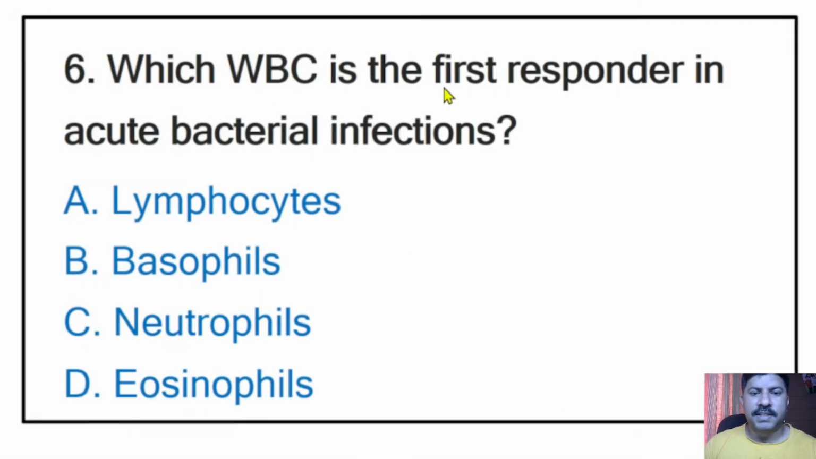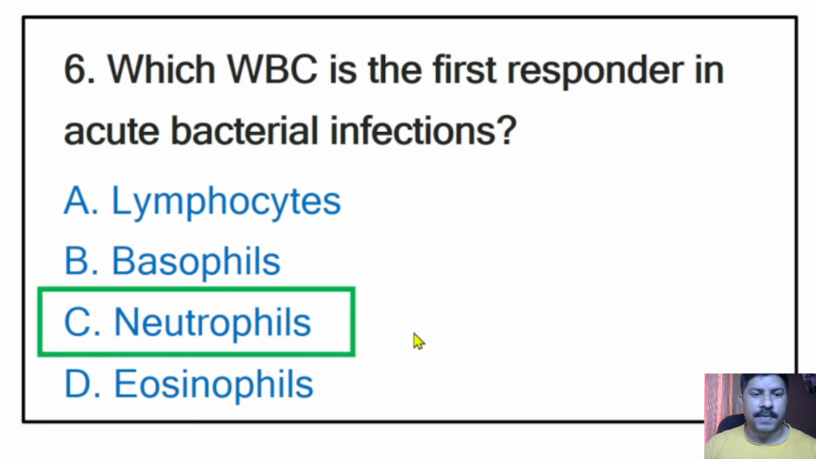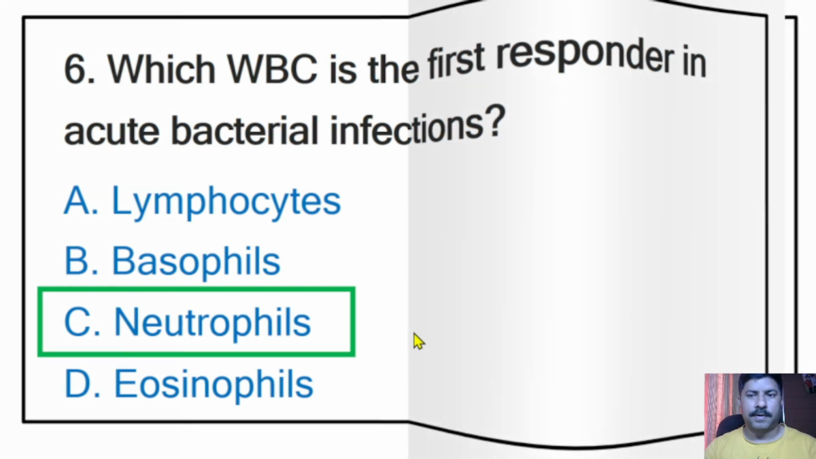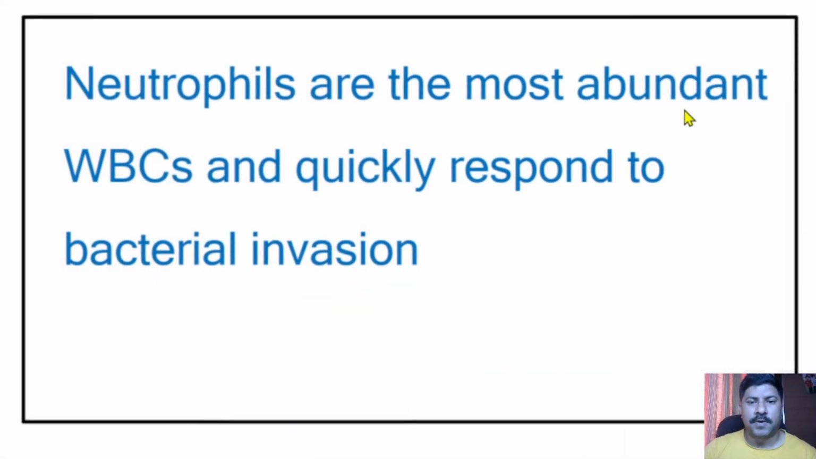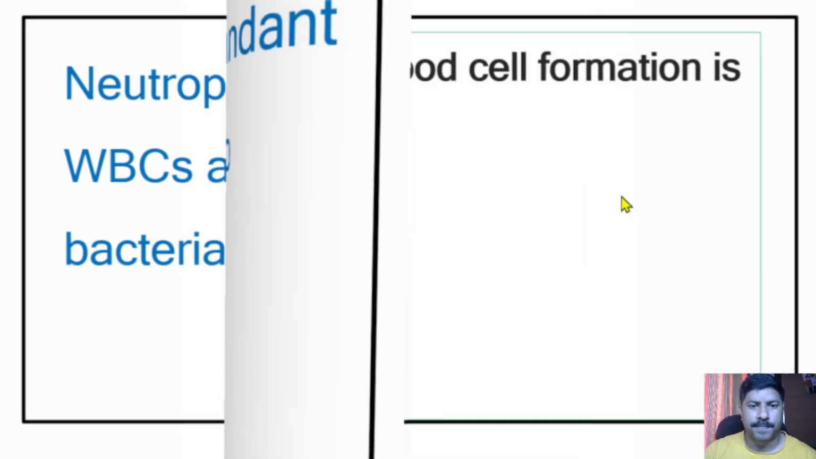Which WBC is the first responder in acute bacterial infections? Lymphocytes, basophils, neutrophils, eosinophils. Correct answer here, neutrophils. So we will do a complete blood count to assess whether it is a bacterial infection. In cases of bacterial infection, the neutrophil count will be high. Neutrophils are the most abundant WBCs and quickly respond to bacterial infection.